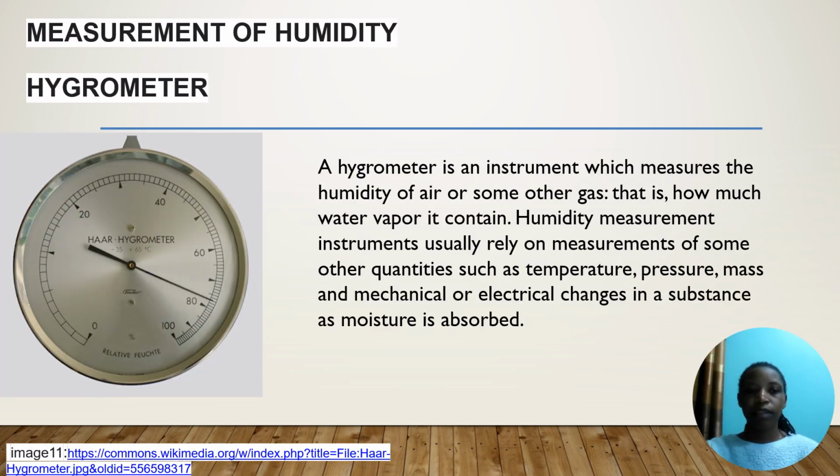Let us move on to the measurement of humidity. The first one is the hygrometer. As we see here, the instrument used to measure humidity is called the hygrometer. A hygrometer is an instrument which measures the humidity of air or some other gas, that is, how much water vapor it contains. Humidity measurement instruments usually rely on measurements of some other qualities such as temperature, pressure, mass, and mechanical or electrical change in a substance as moisture is absorbed.